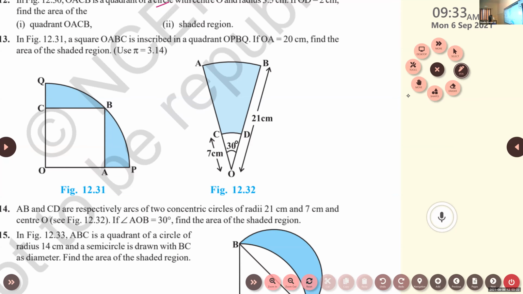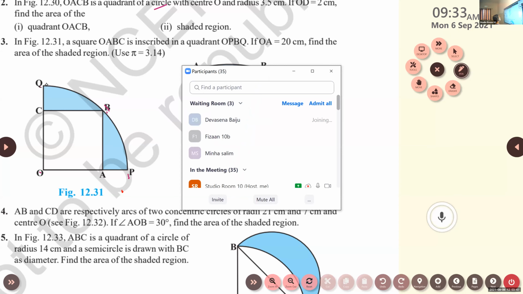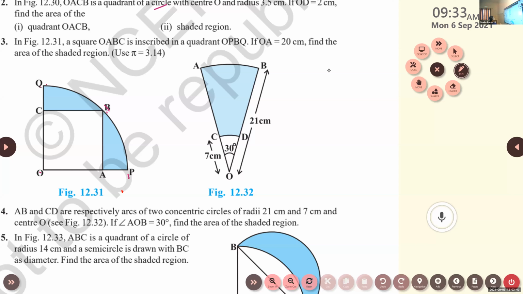Square OABC is inscribed in a quadrant OPBQ. A square is inscribed in a quadrant OPBQ, and given that OA is 20 centimeter. Find the area of the shaded region.